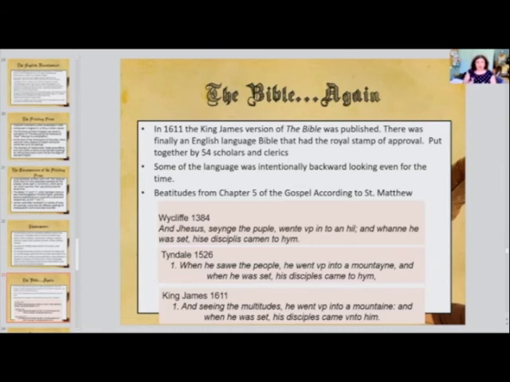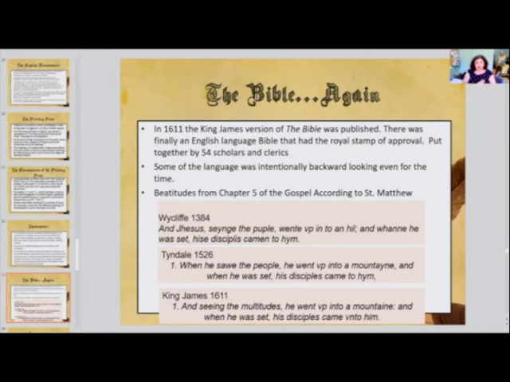So just as a quick comparison, we have Wycliffe's Bible in 1384. And Jesus seeing the people, went oop, and you see there's the V in up. Oop into an hill, and when he was set, his disciples came to him.